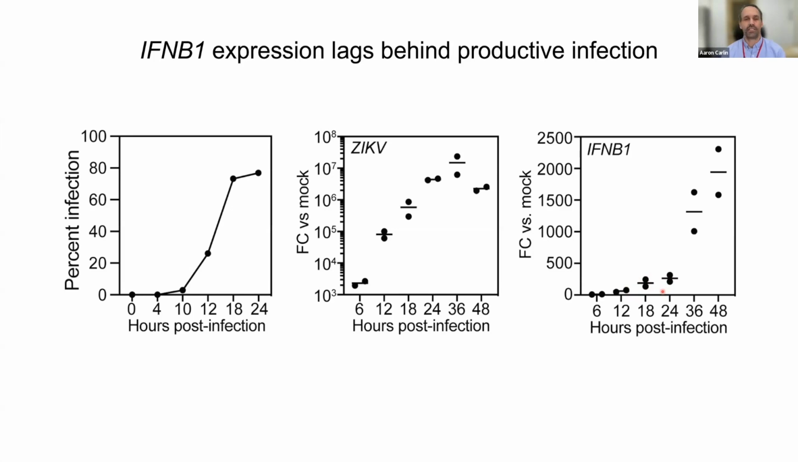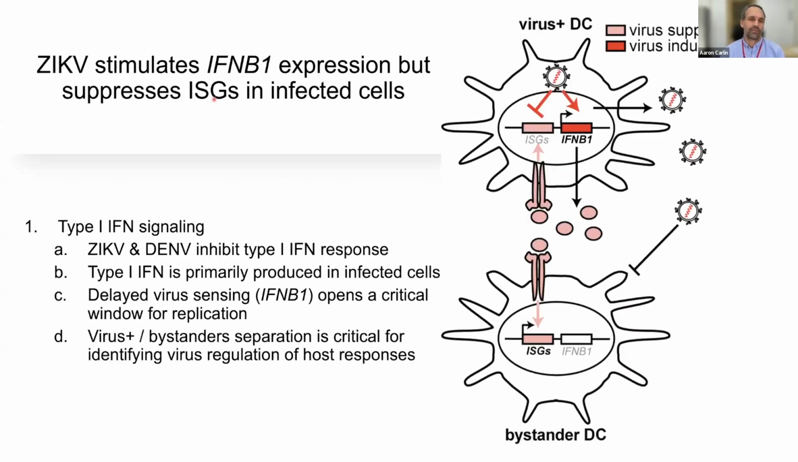So that's the first part of this talk: Zika virus stimulates interferon beta expression, but suppresses ISGs in infected cells. Zika virus and dengue virus both do this. They both inhibit the type 1 interferon response, but not the production of interferon beta. Type 1 interferon is primarily produced in infected cells, so it is recognition of the virus in those infected cells, but it's late recognition that drives interferon beta, and that opens a critical window for replication.